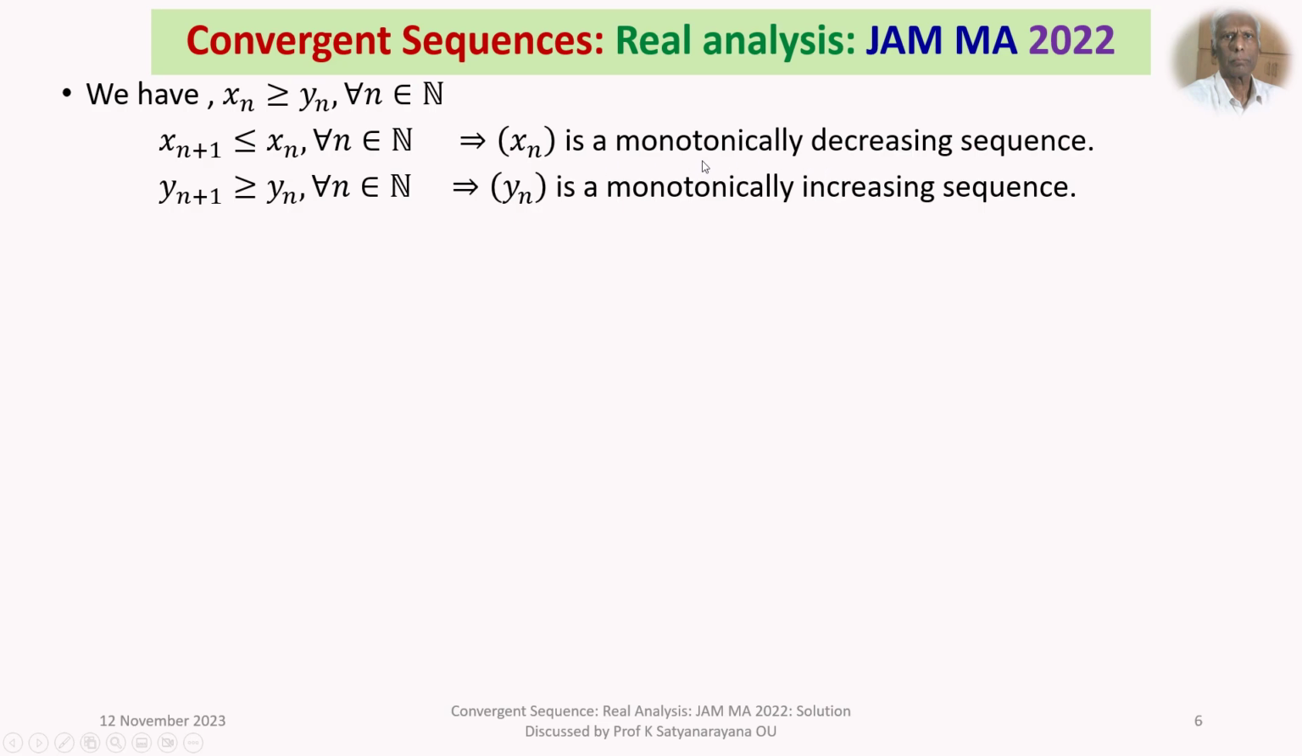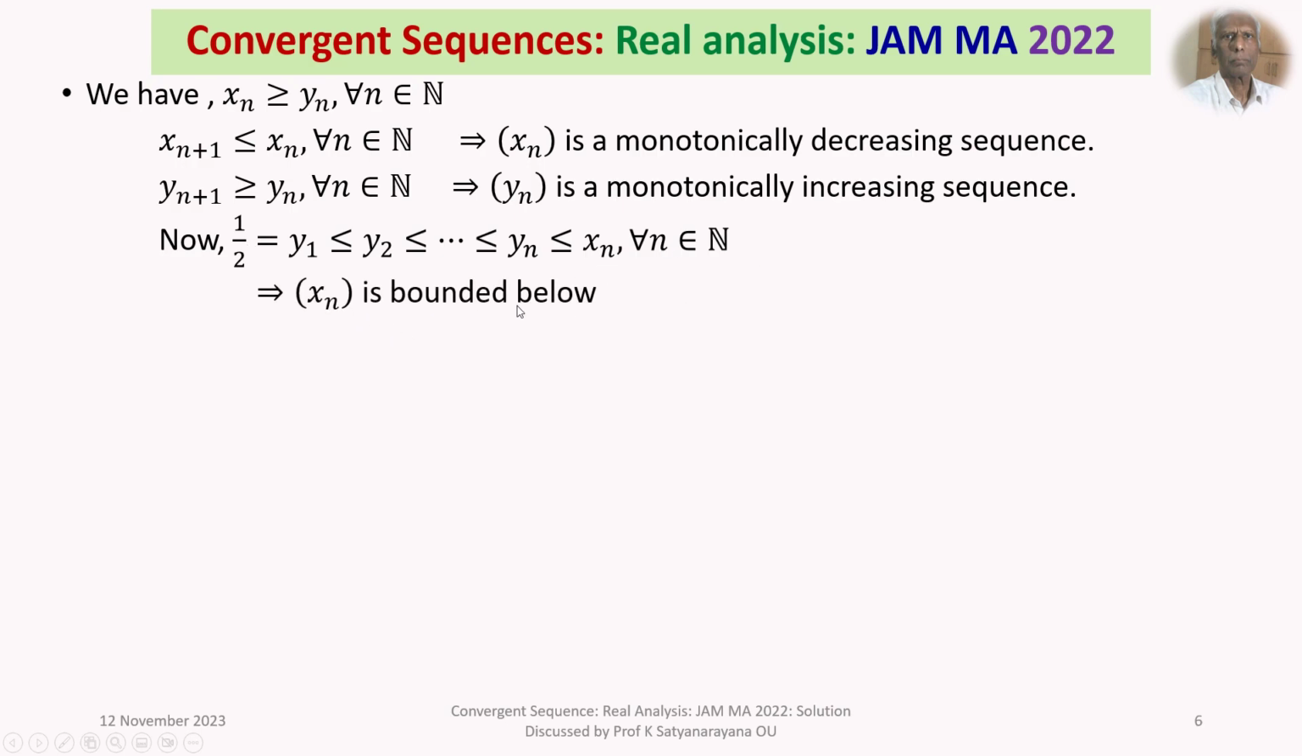So if it is monotonically, now 1/2 = y1 ≤ y2 ≤ ... ≤ yn ≤ xn. So that means 1/2 is less than or equal to xn for all n belongs to N. That means xn is bounded below by 1/2, because 1/2 ≤ xn for all n belongs to N. So xn is bounded below by 1/2. Therefore the sequence xn is convergent.